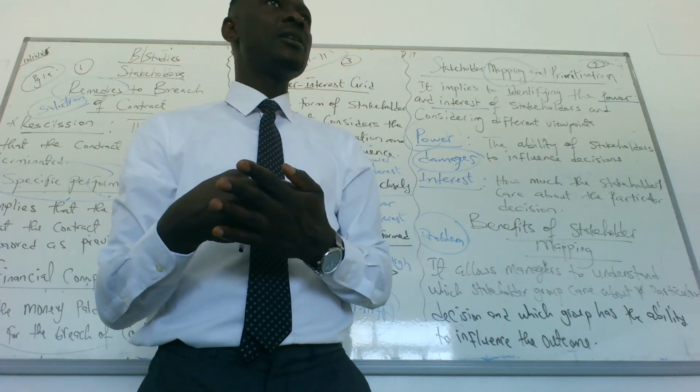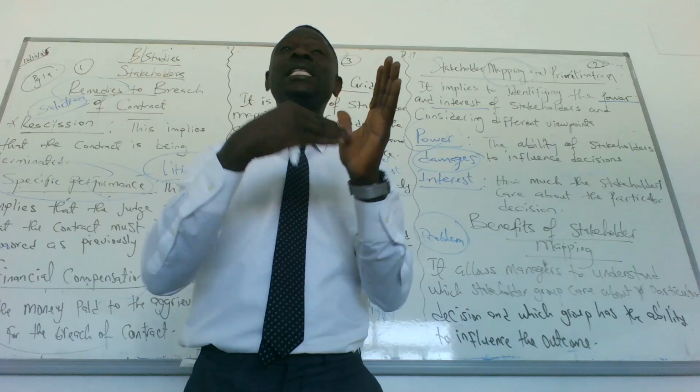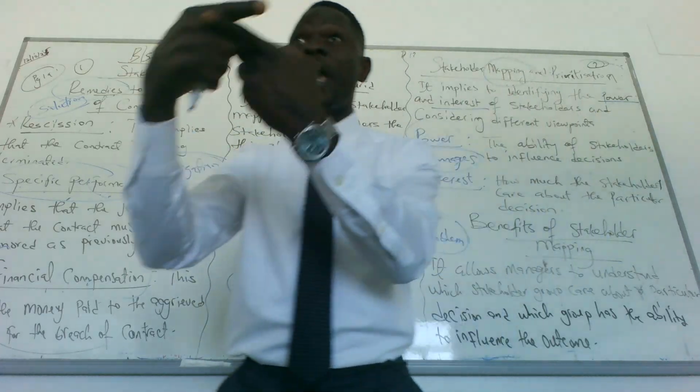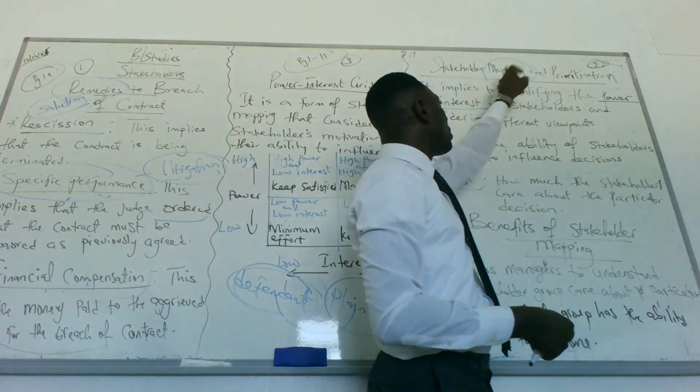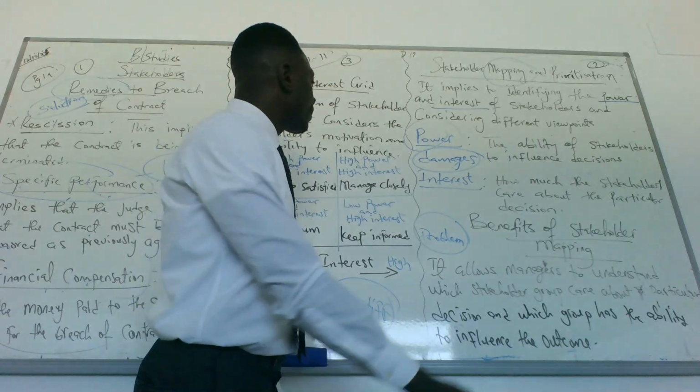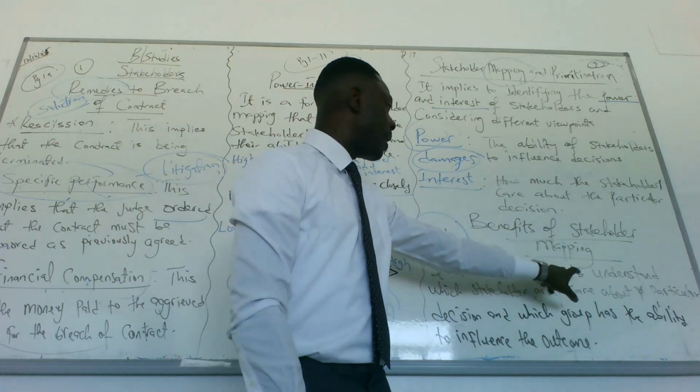Do we understand or not? Yes. So when a business is able to identify how much you care and your influence about it, it's what we call mapping. Any question about mapping? No. Good. Then what are the benefits of stakeholder mapping?